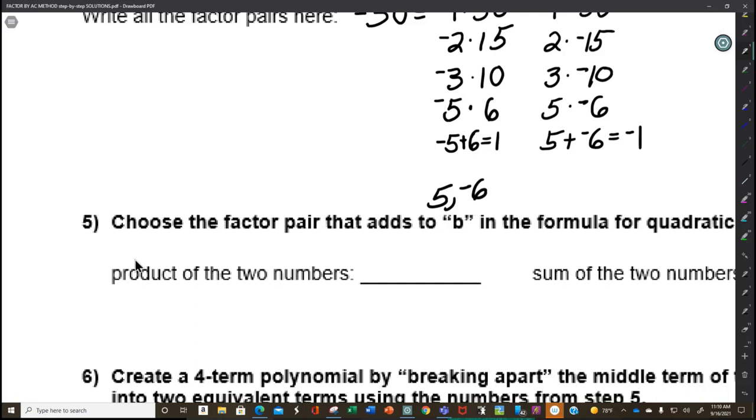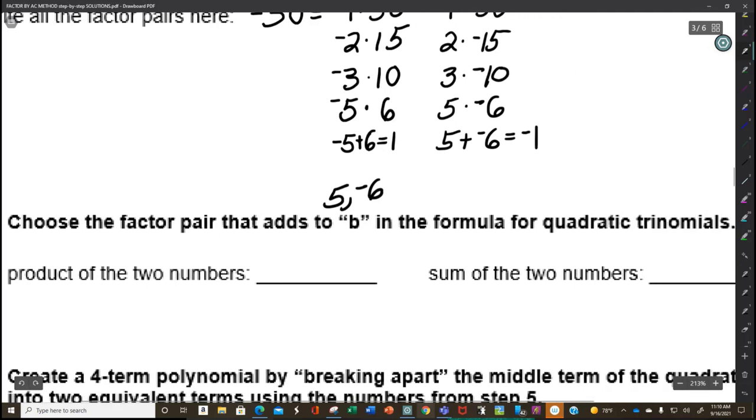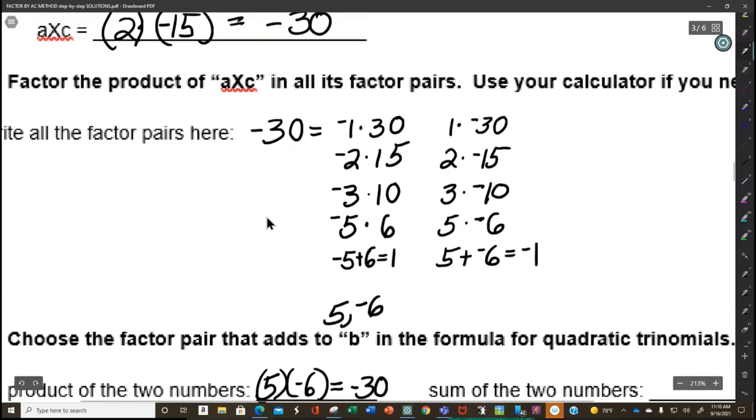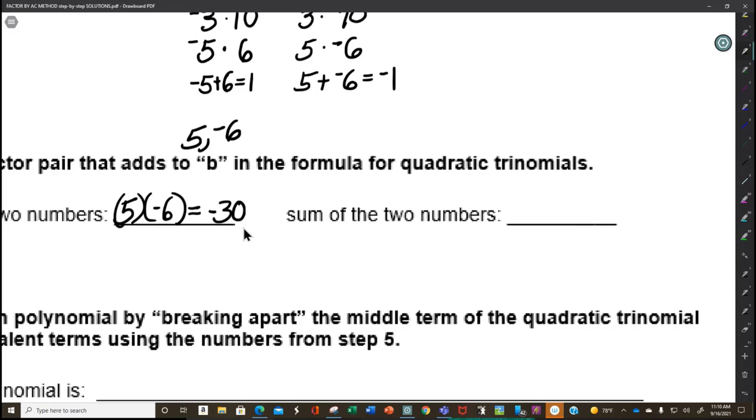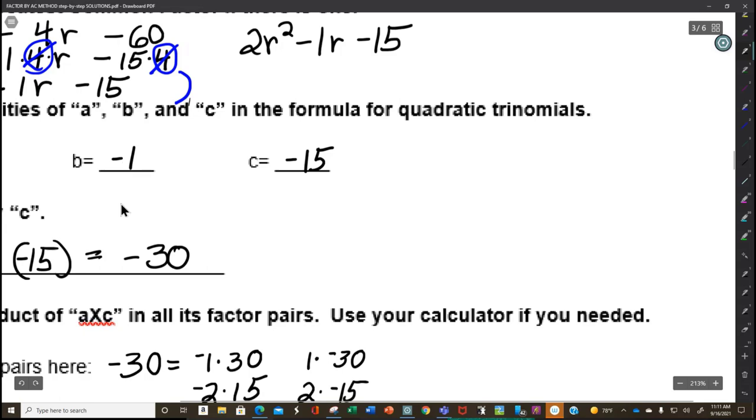So step 5 here is a check for my choice. Am I correct? Well, we've got to check this out. The product of the two numbers, 5 times negative 6, equals negative 30. And I look back and make absolutely sure: is negative 30 the right number? Yes, it is. When you get to be my age, you have to double check stuff. But I remember having to double check when I was young too. Now the sum of the two numbers means I add them, and I already did this, but I'm going to double check anyway. The B number is negative 1. Yes, that's what I need.